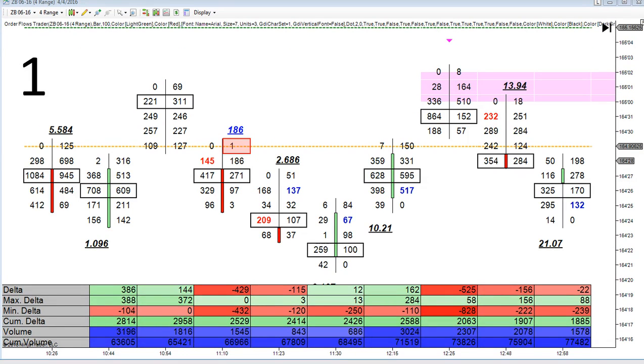So this is the next chart. Okay, this is the next sequence of charts I want to show you. This is bond again, it's a 4 range. This is April 4th. It's around lunchtime. We're coming down, trading back and forth a little bit.